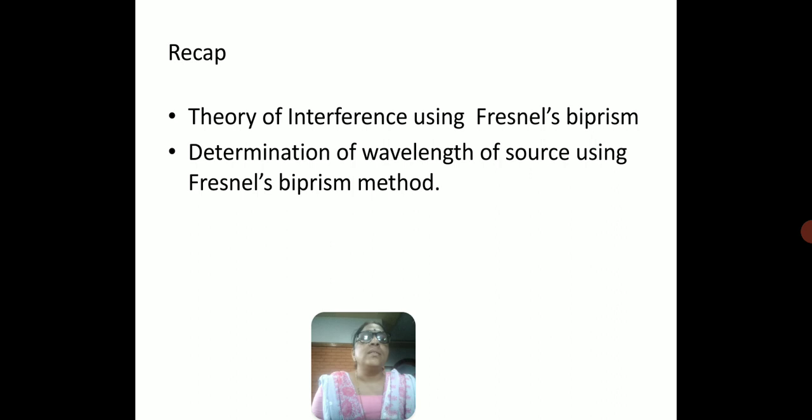So let us recap whatever we have learned. That is the theory of interference using a Fresnel biprism. There we have calculated the expression for the wavelength, and also experimentally we have calculated the wavelength of the source using the Fresnel biprism method.